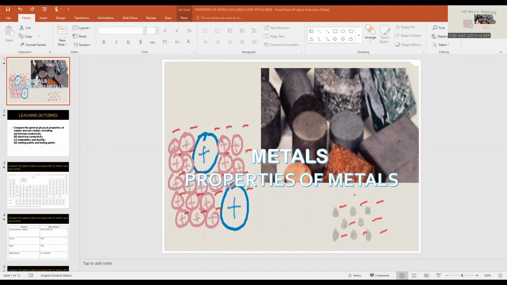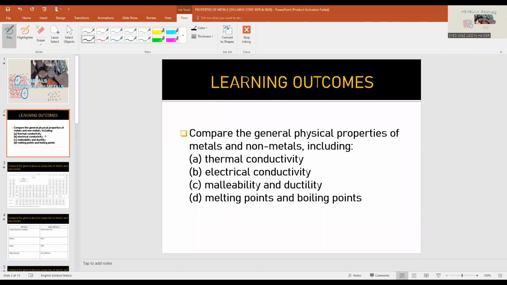In this video, I will talk about the topic properties of metals. The learning outcomes for this lesson are to compare the general physical properties of metals and non-metals, including thermal conductivity, electrical conductivity, malleability and ductility, melting points, and boiling points.